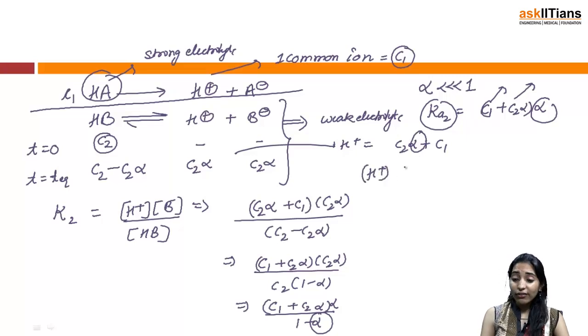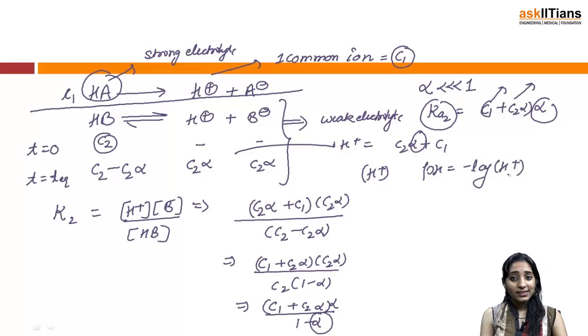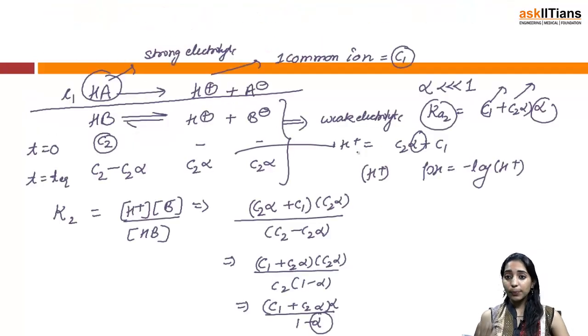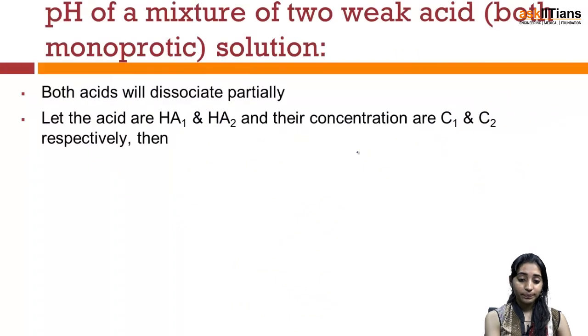Now, knowing the value of H positive, I can find the pH very easily as minus log of H positive, and hence I will be able to calculate the pH of a mixture of a weak acid and a strong acid. The weak acid taken in this case is a weak monoprotic acid. So, this was how we calculated the pH of such a mixture. Now, let's move ahead to find out how we can calculate the pH of some other different solution.